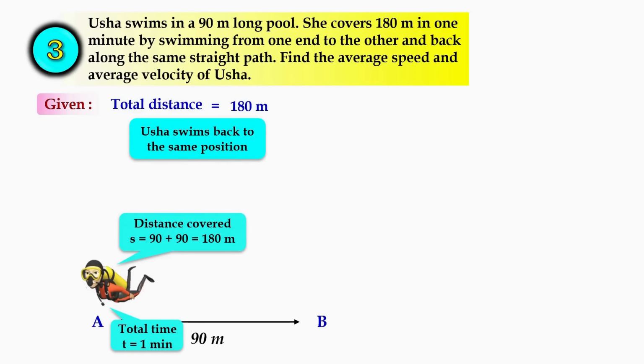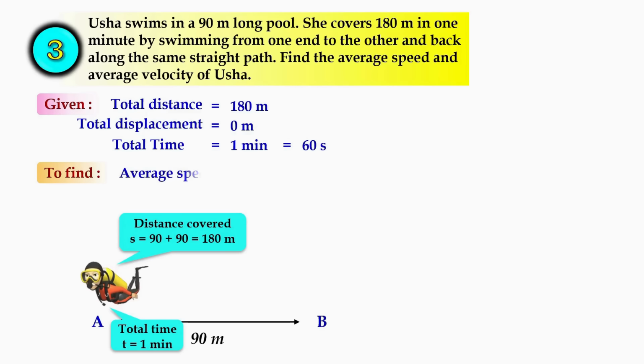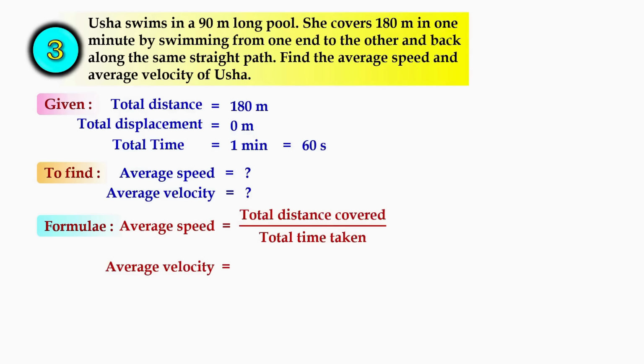Now, let us calculate the average speed. Average speed is defined as the total distance covered divided by the total time taken. So, average speed equals 180 divided by 60. This gives us 3 meters per second.